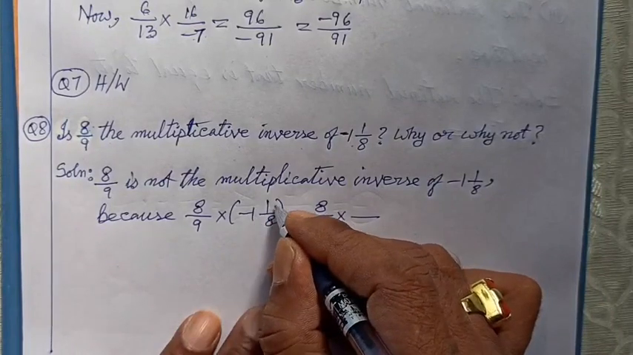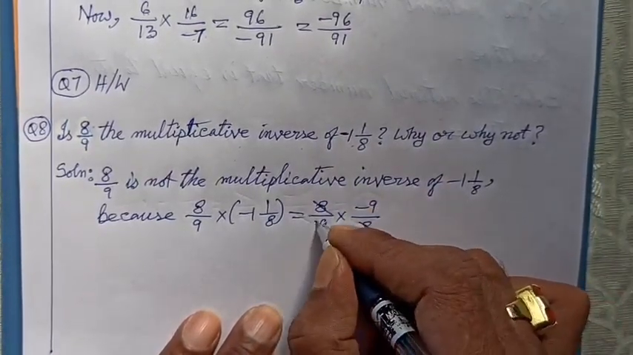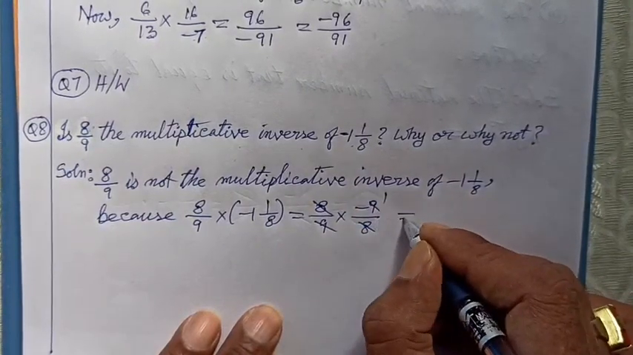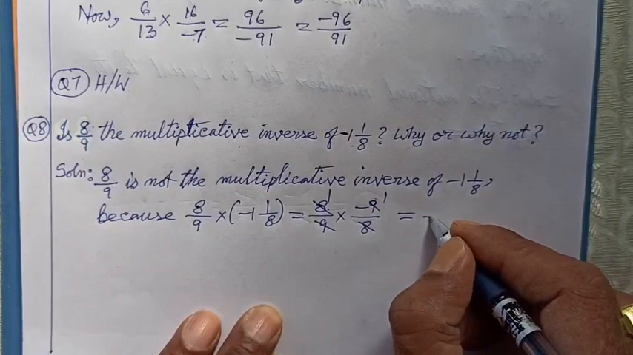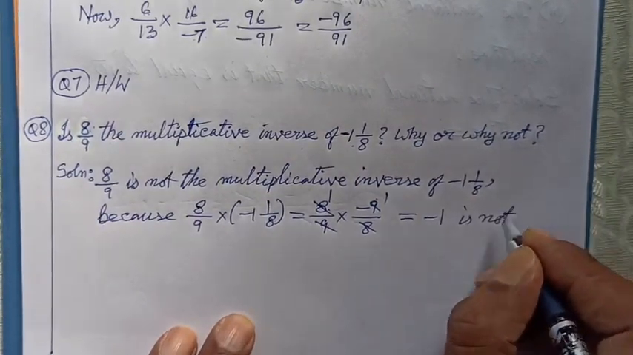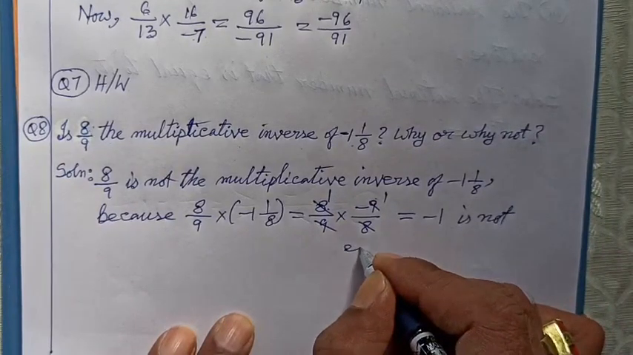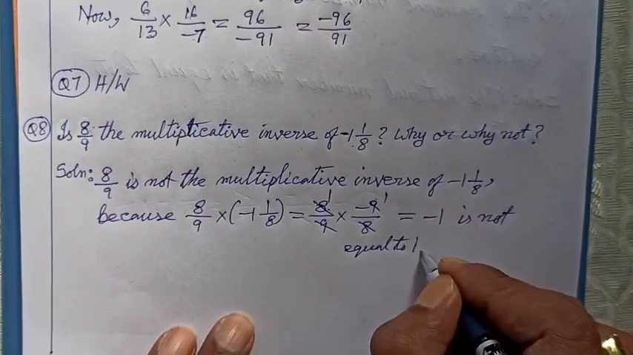8 one time is 8 plus 1 is 9, so minus 9 by 8. 8 cancels, 9 divided by 9 is 1 times. When 8 divides 8, we get 1. 1 times 1 is 1. So we get minus 1, which is not equal to 1. Here it is over.